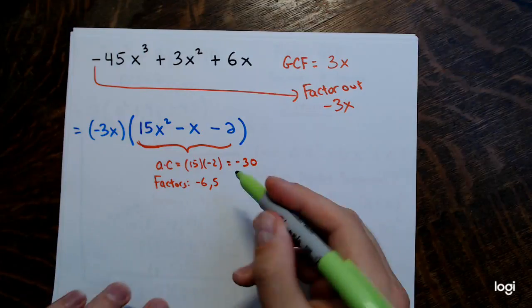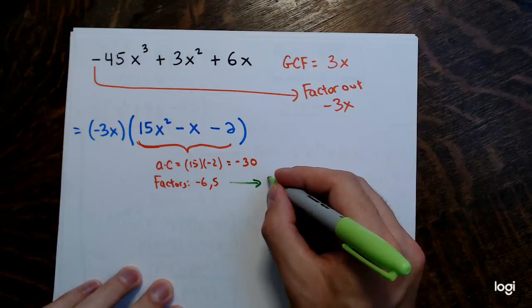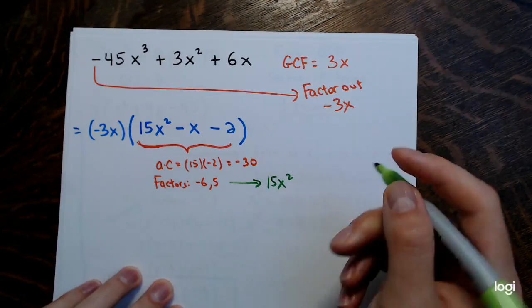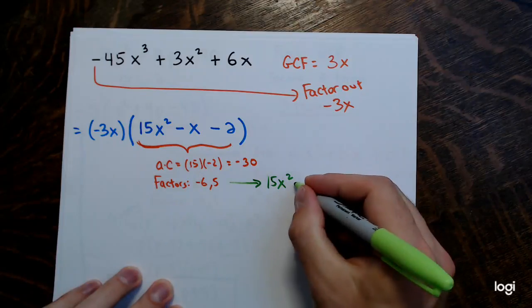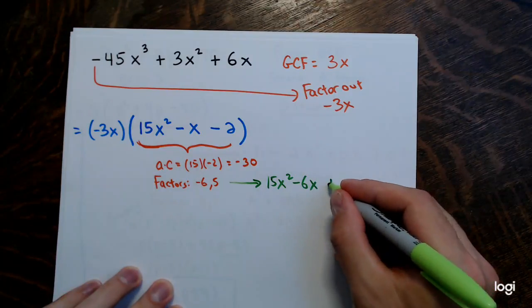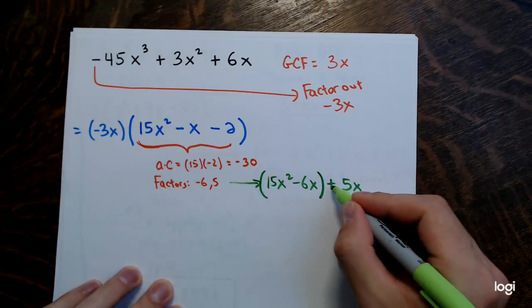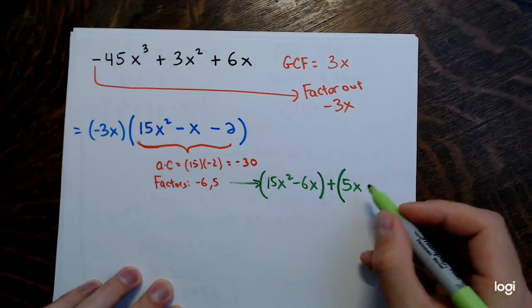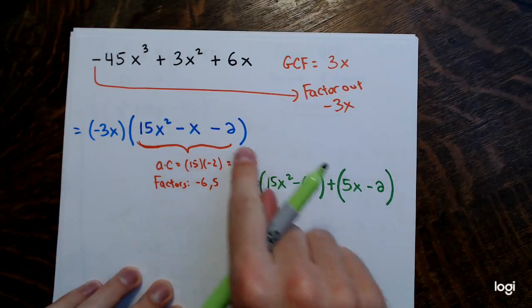All right, and then here comes the grouping part. I'm going to rewrite this. This is 15x squared. And then I'm going to rewrite the middle term using these numbers, right? Minus 6x and then plus 5x. And we're going to do the grouping now. The first 2 terms in a group, big plus sign. Second 2 terms in a group, I got 5x minus 2 at the end there. All right, there's still a minus 2.